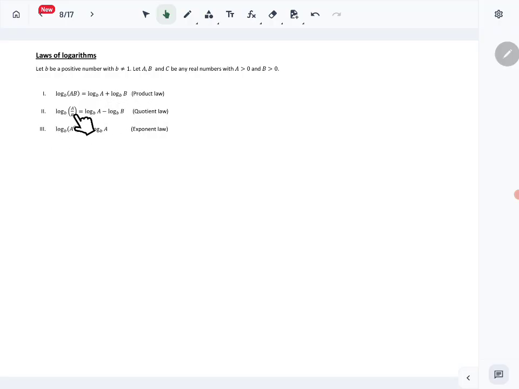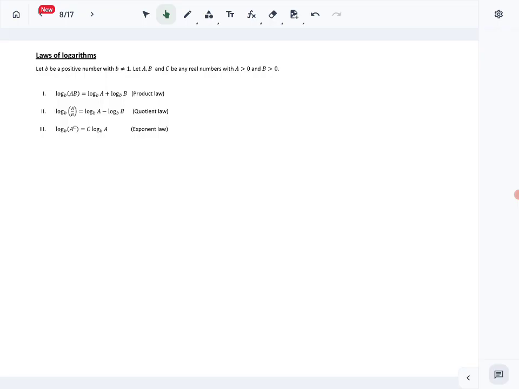Then the second law is, if you have a quotient, you can write it as a difference. Log base b of a over b can be written as log base b of a minus log base b of b. And the third law is, if you have an exponent inside, you can bring it outside. So if you have c as the exponent inside, you can bring it to the front and write it as c times log base b of a. Right.